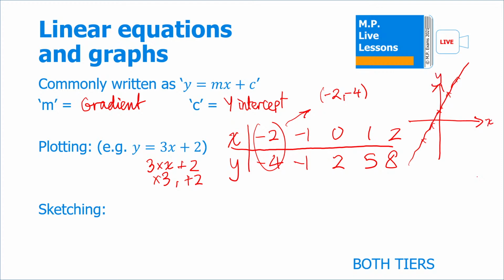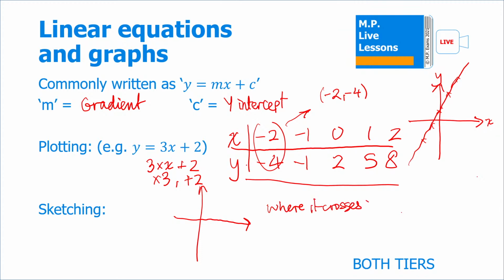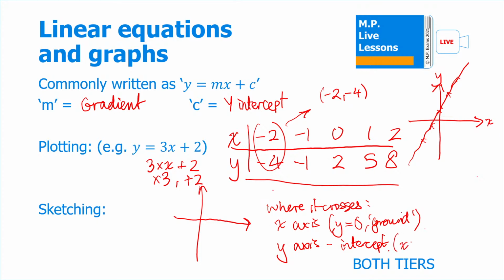Now when you're sketching graphs, you don't need to do this here, but you're looking for important information. So you need to know where it crosses the x-axis. This is when y is 0, so it's like the ground. And when it crosses the y-axis, this is your y-intercept. And you'll usually need to solve a little equation to find these.